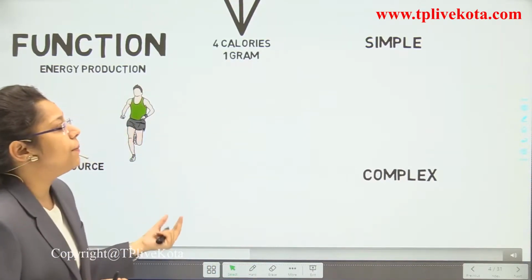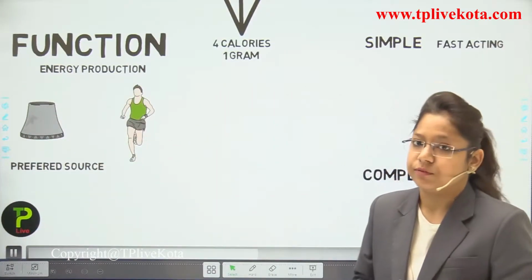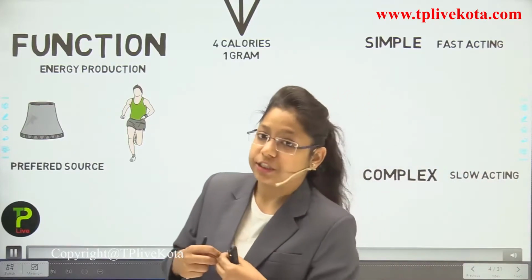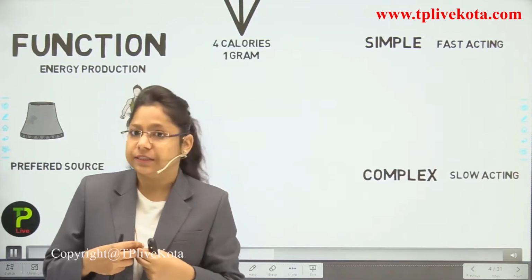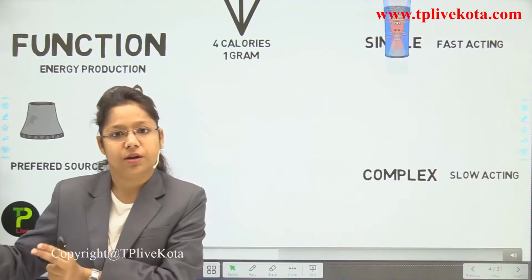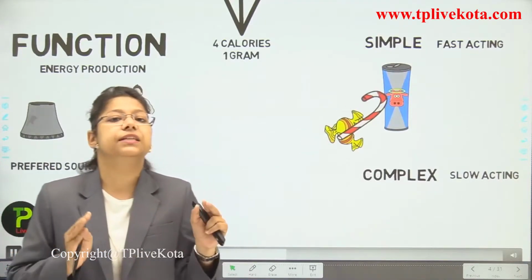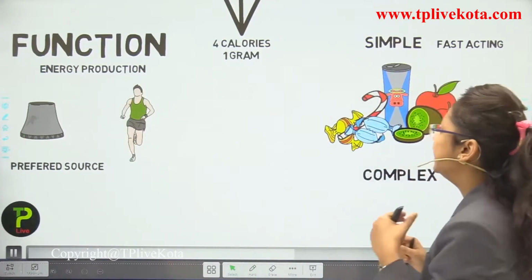So if we talk about the simple one and the complex one, there is a difference between the two. Actually, they are both used for energy production processes. But how does a particular person consume them? If the person is non-vegetarian, then he is going to consume different kinds of carbohydrates. If a person is vegetarian, then he is going to consume different carbohydrates. Now let us see here.